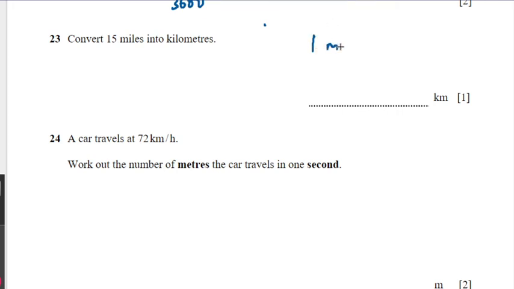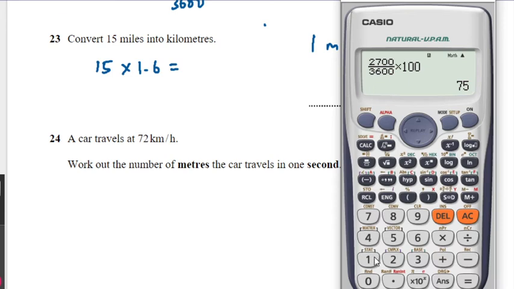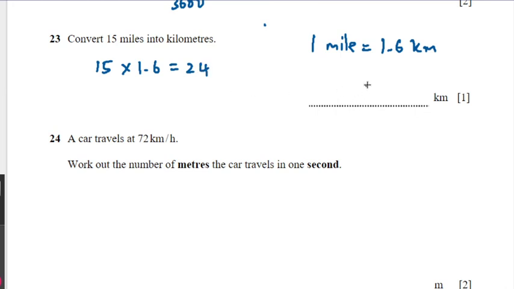Convert 15 miles to kilometers. We know that 1 mile equals 1.6 kilometers. So for 15 miles, you just times 1.6. 15 times 1.6, you get 24. Okay? So the answer here is 24 kilometers. Please memorize this. Okay? 1 mile equals 1.6 kilometers.